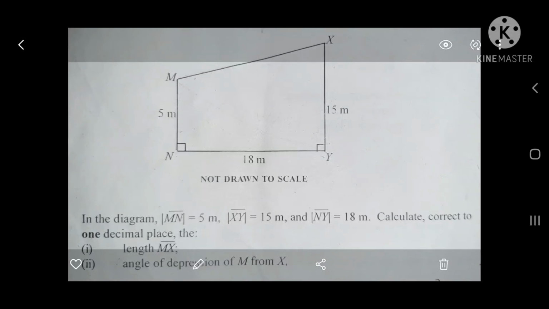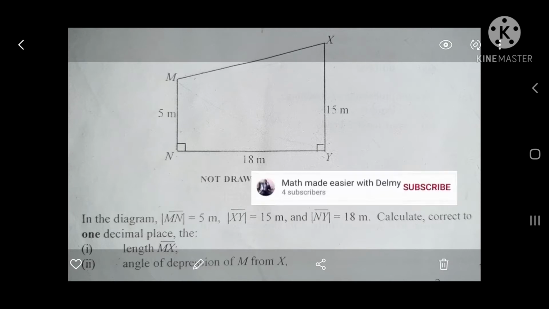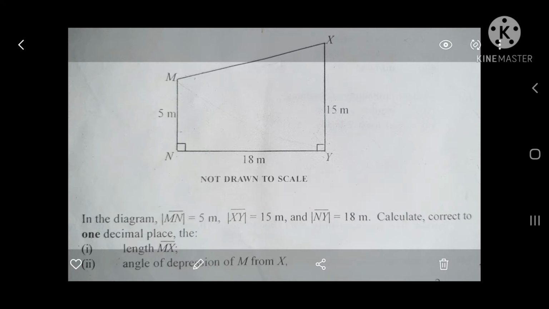Hi, this is another question from the WASSCE private last year, and in it we are asked to find the length of line MX.